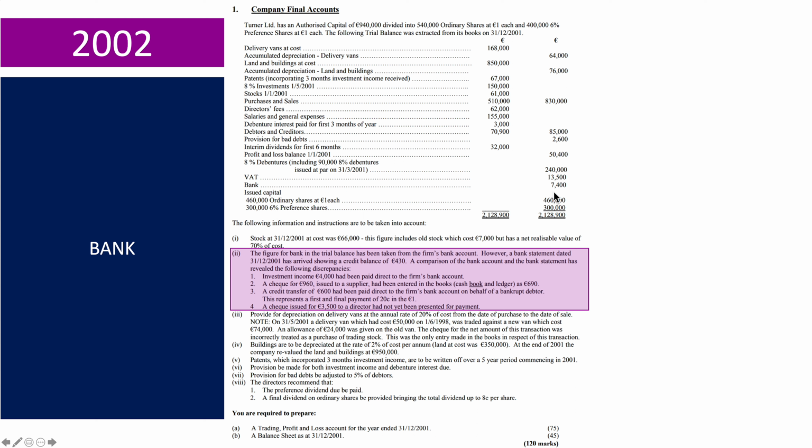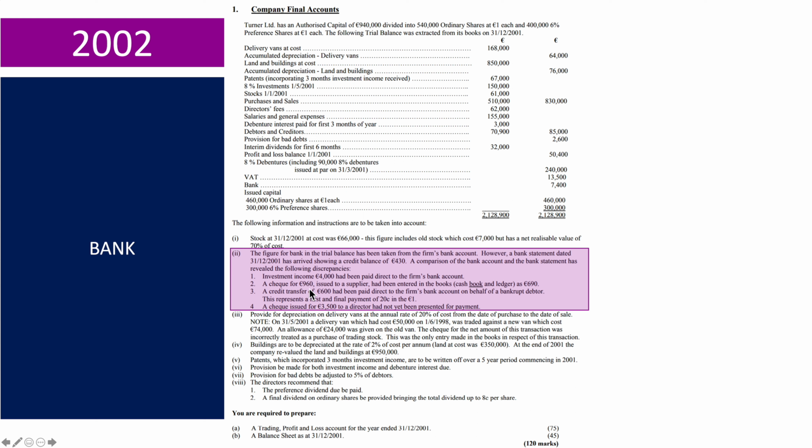So this is another one of those to test us, just like the last one. A comparison of the bank account and the bank statement has revealed the following discrepancies. Number 1, investment income €4,000 had been paid direct to the firm's bank account.